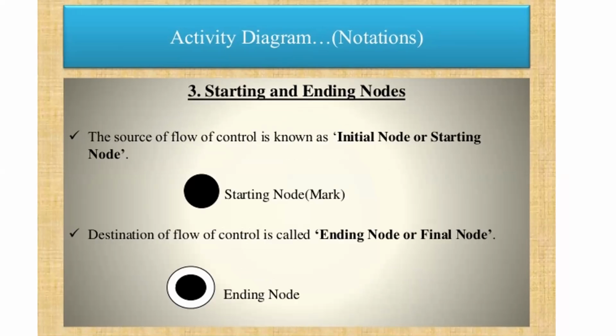Another notation is for the start or the initial node, which is shown by a dark circle, and the ending node is shown by a dark circle encircled. That is called the final node.